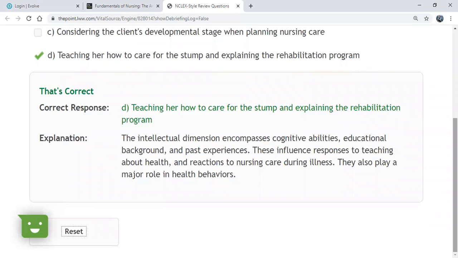So the intellectual dimension encompasses the cognitive abilities, the educational background, and past experiences. These influence the response to teaching about health and reactions to the nursing care during the illness. They also play a major role in how that patient's going to behave towards their health. Remember that the patient has to have some sort of value connected to the health. Developmentally, they have to be able to understand the directions that you give them. Cognitive is understanding the knowledge base.